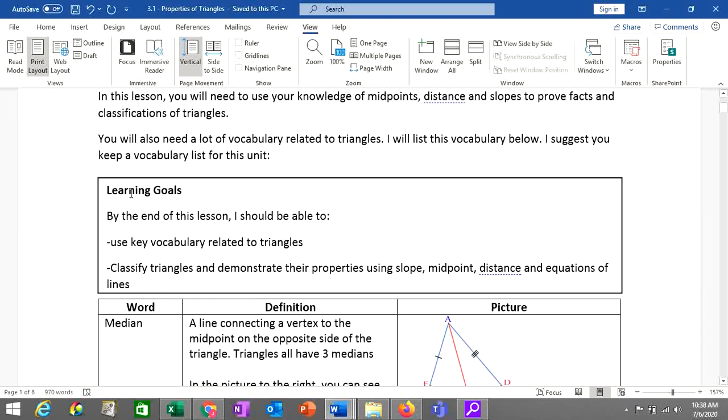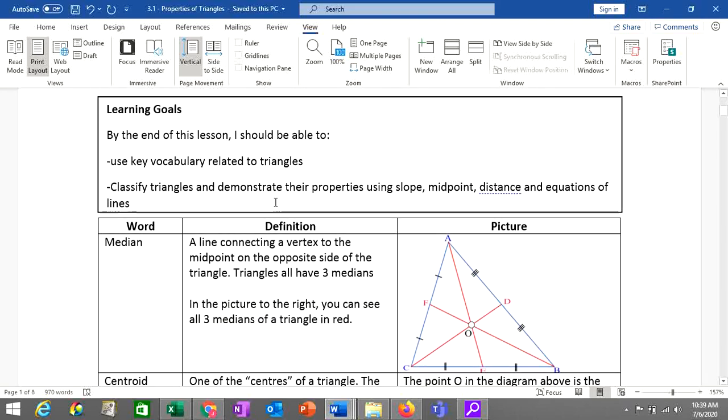Okay, and so the problems we're going to be looking at in this lesson are going to be classifying triangles, demonstrating their properties. So when we say that you're going to be using tools, the tools again are slope, midpoint, distance, equations of lines, and other tools that you might have learned before. Also, you're going to need key vocabulary related to triangles to understand these problems. So let's just very quickly overview this vocabulary.